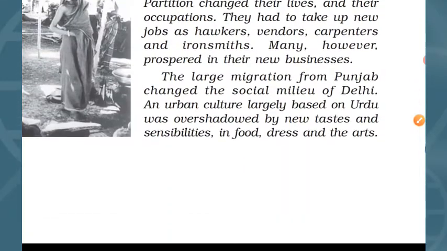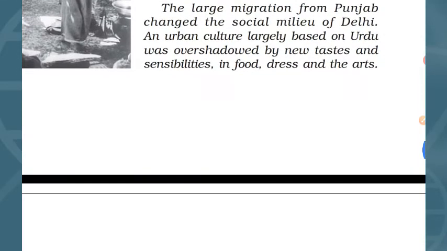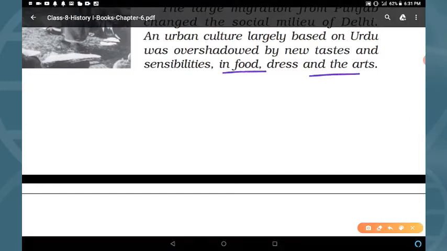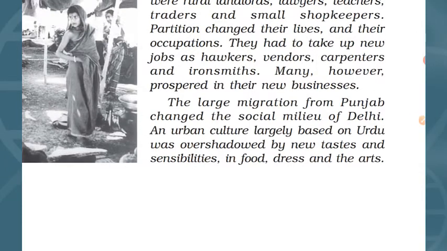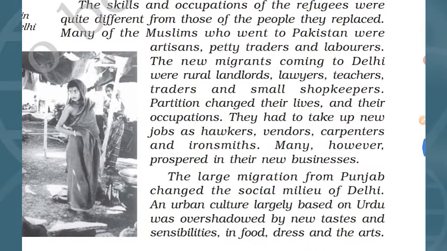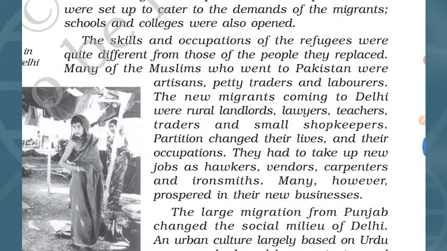So, the large migration from Punjab changed the social milieu of Delhi. An urban culture largely based on Urdu was overshadowed by new tastes and sensibilities in food, dress, and the arts. So, dear students, in this way, we have seen the changes in Delhi after the partition, right? And after the revolution, we studied about the Delhi Durbar in 1877, and after that in 1911, the development of New Delhi by the new architects, and then during the partition, changes in Delhi.